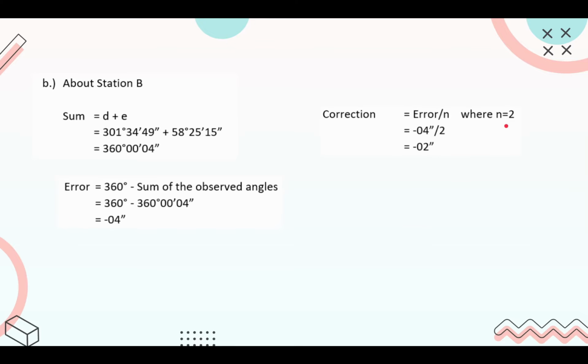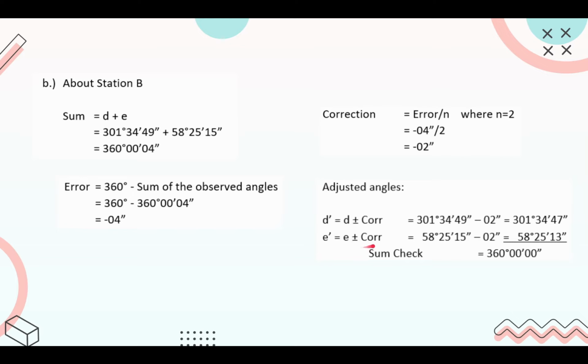And then we divide negative 4 seconds by 2, so we have negative 2 seconds as the correction. Finally, we then algebraically add or subtract the correction to or from the angle to get the angle prime or the adjusted angle. So for D prime, we subtract 2 seconds from the observed value of angle D. So we have 301 degrees 34 minutes and 47 seconds.